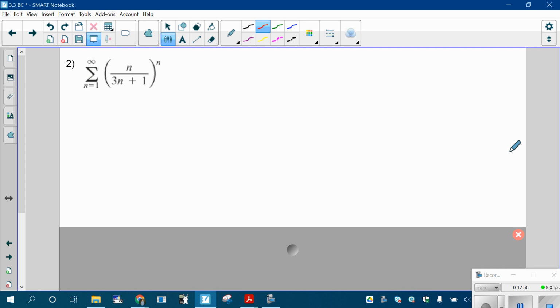Okay. What could you compare this to? You've got to think about something similar. Whenever you're doing direct comparison tests, you think of a series that's similar. Well, this inside part, n over 3n plus 1, it kind of goes to 1/3 basically for big n values. So this whole thing kind of behaves like 1/3 to the n. That's what I'm thinking. Okay, I'm thinking it's somewhat similar to this series.